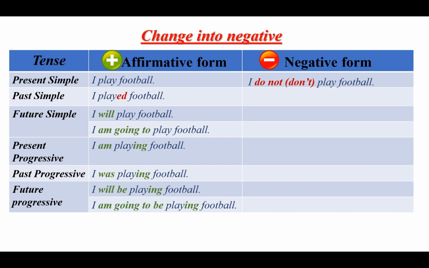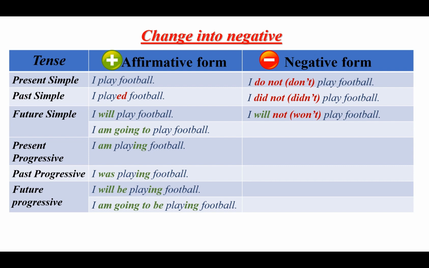Let's start with the first one, the present simple tense. For the positive sentence we have, I play football. If you notice here, there is no auxiliary verb in this sentence. So, in order to change into its negative, we need to add a do verb, so the negative sentence for now will be, I do not or don't play football. Do is used because I is our subject.